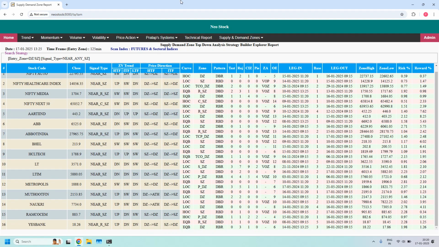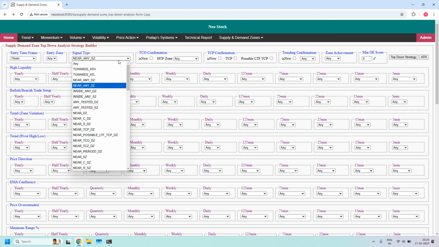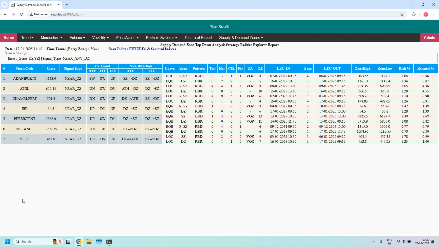Okay, next time frame is 75 minutes. Entry time frame 75 minutes. Let us find the stocks near 75 minutes demand zone. We got 7 stocks. Let us identify high liquidity zones from this list. We don't have any 75 minutes high liquidity demand zones from this list.